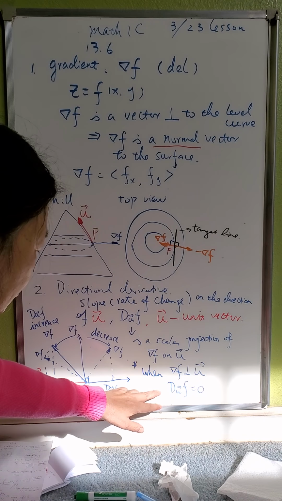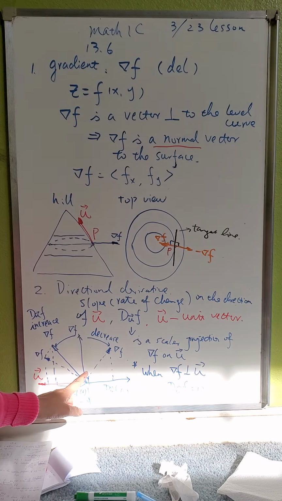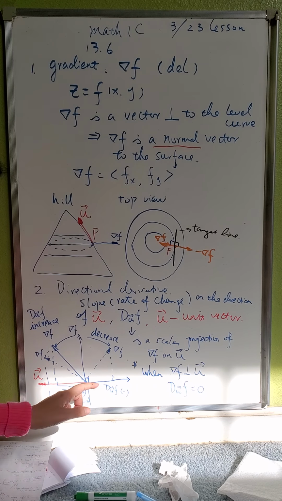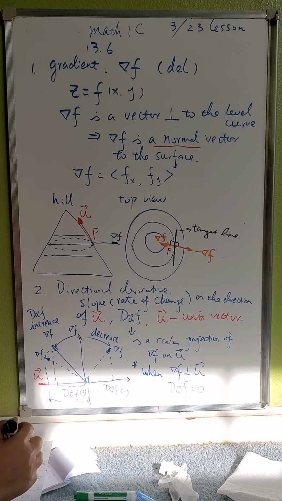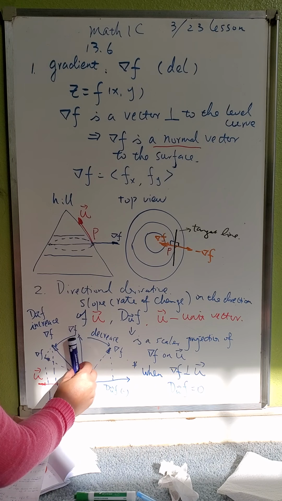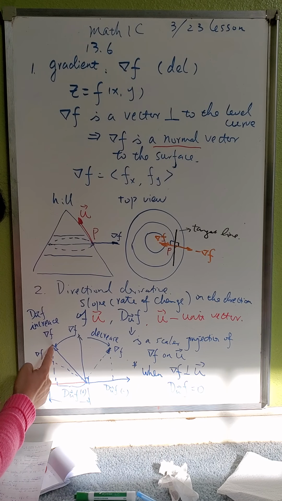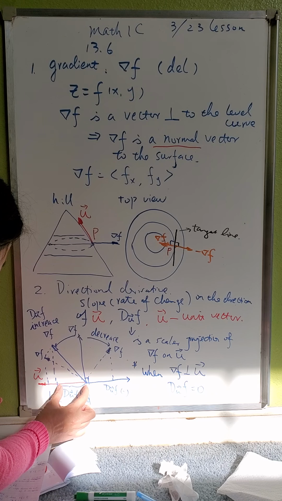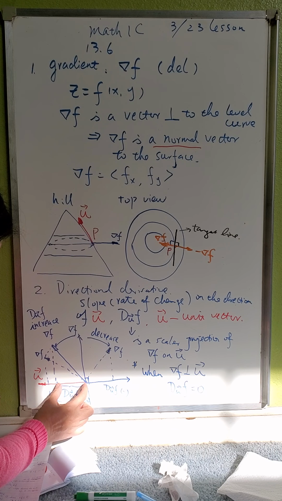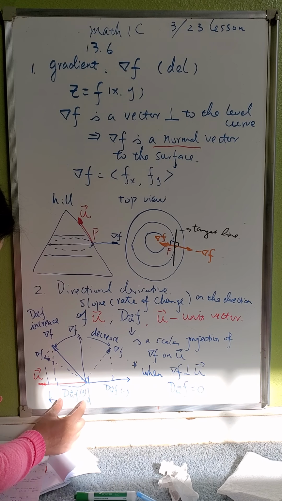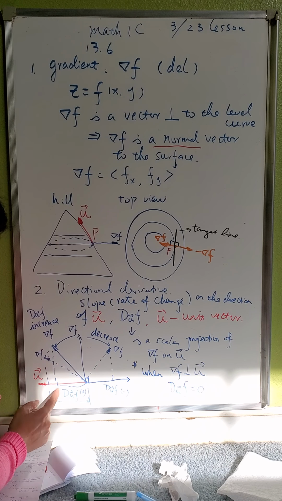And that's because their angle is 90 degrees, so cosine 90 degrees equals 0. That's the reason we use the angle formula for the slope. And then this is equal to 0. As they move down here, the del f moves down. If I want to move to here, I draw a line. The length of this quantity is the slope of the directional derivative on u.